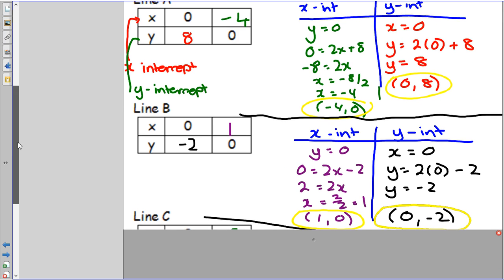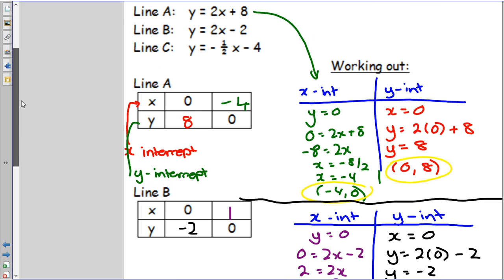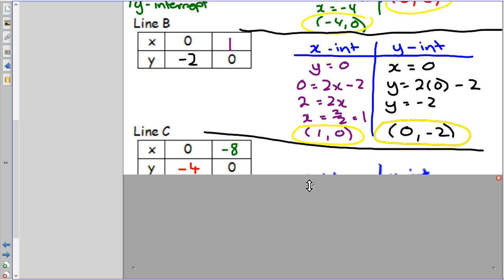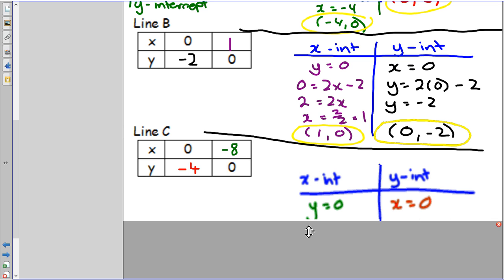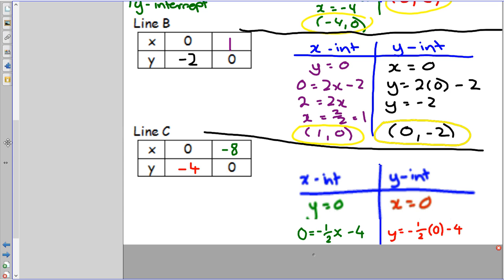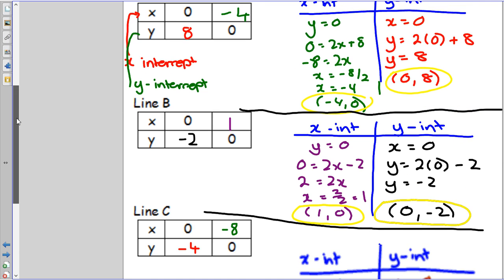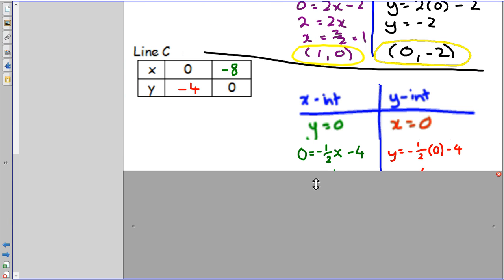The last line is line C. Y equals negative a half x minus 4. Fraction in there, a bit awkward. X-intercept, y-intercept. At the x-intercept, y is 0. At the y-intercept, x is 0. Let's look at the x-intercept first. So the equation of the line was y equals negative a half x minus 4, which we got from above here. And then let's look at the green one side first. So how would we start to solve that? We would add 4 to both sides. 4 equals negative a half x.